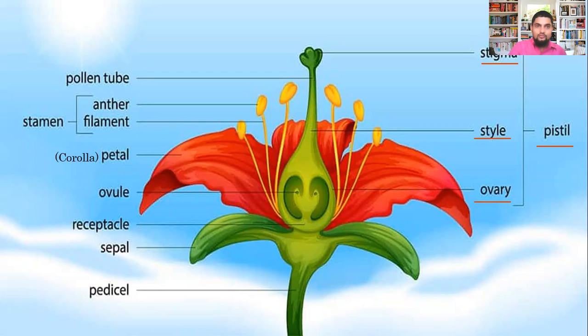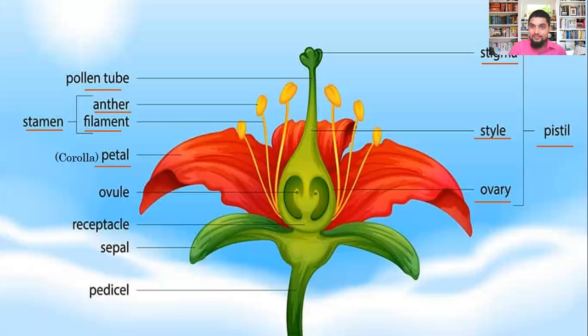Moving on to the left side of your screen, we have the pollen tube. The pollen tube will go down after pollination occurs. Pollination is when the pollen lands on a stigma, and then the pollen tube will start to go downwards. Next, we have the anther and the filament. Together, the anther and the filament are called the stamen. And you should know by now that the stamen is the male reproductive structure of the flower.